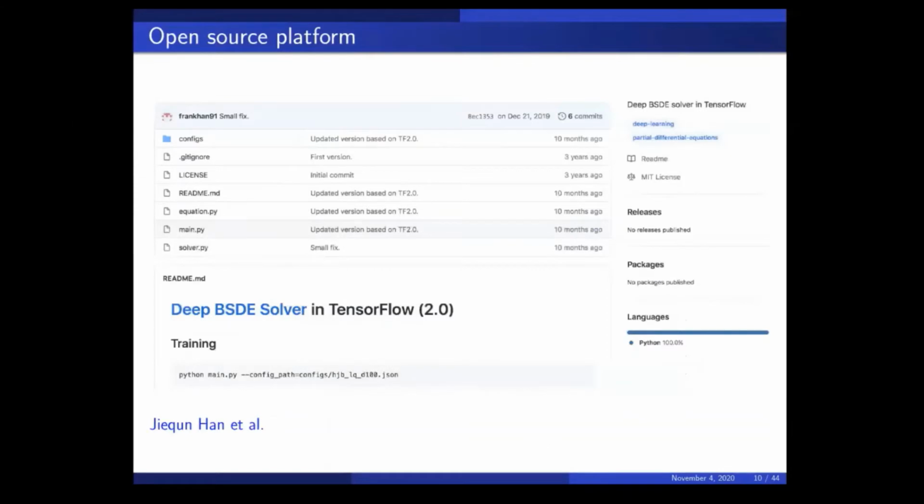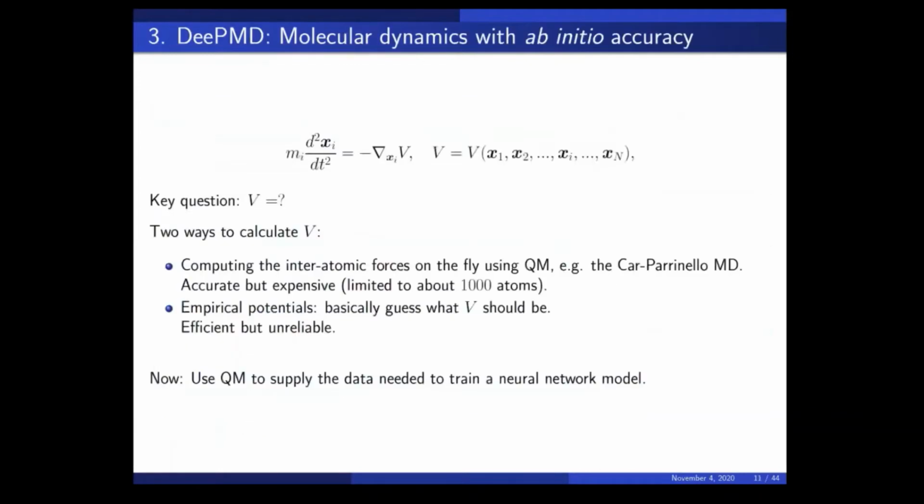And we've also developed an open source platform, where we put the codes there, and people have also put their codes and revised our codes, improved our codes, so that it's easily accessible to a wide community of people.